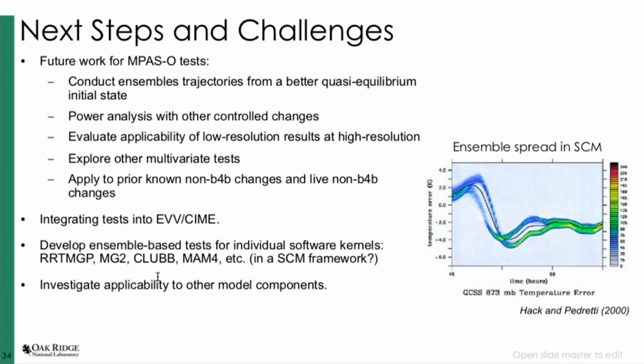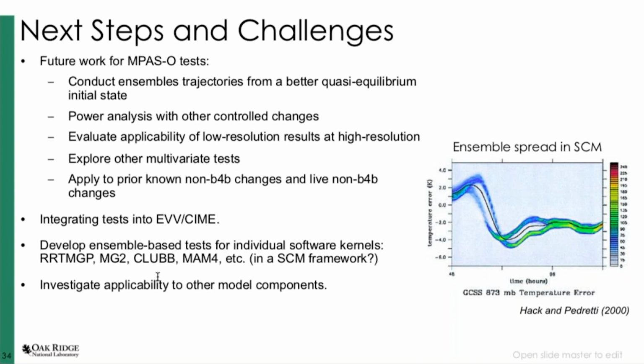So the next steps and challenges for the MPAS-O case: we are going to expand this trajectory of the control case of the GMPAS NYF, run it longer and use a more steady state from there. And then we want to do more power analyses using other parameter changes, and we want to evaluate the applicability of this test from the low resolution that we're using here to high resolution. For example, at the 18 kilometer nominal resolution, there is no GM parameterization at all. So how can we do some tests there?